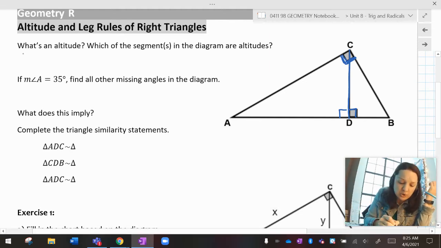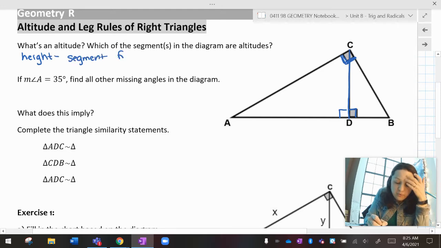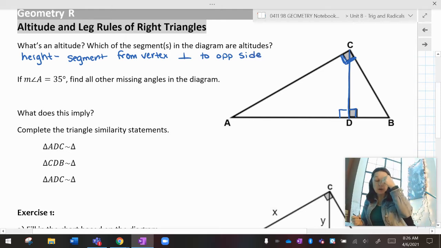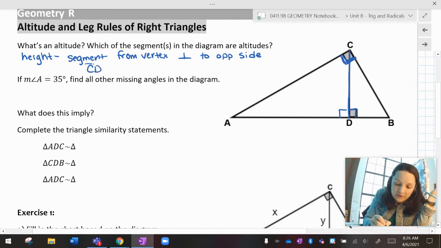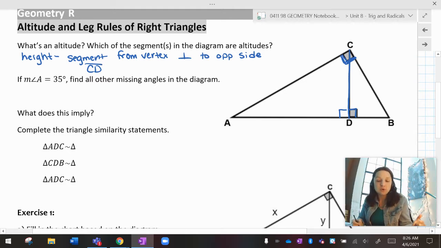Well, what's an altitude? An altitude is technically a height. It's a segment from a vertex perpendicular to the opposite side. Okay. And in this picture, the obvious altitude in the diagram is CD, because that's the height of the triangle.